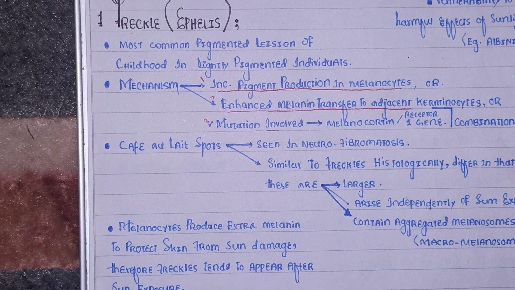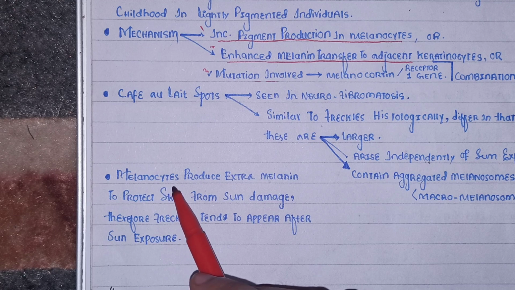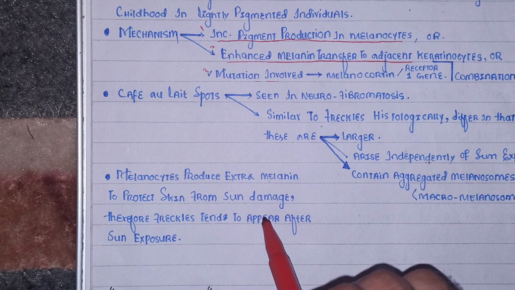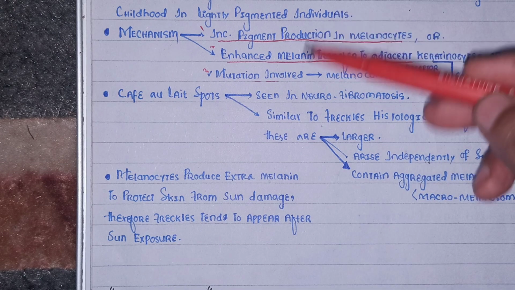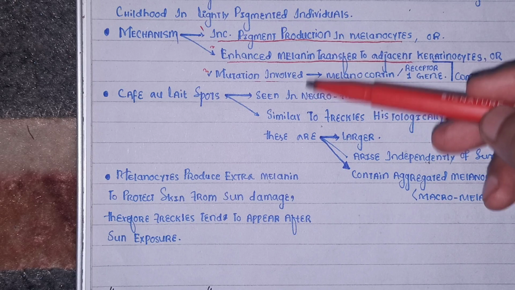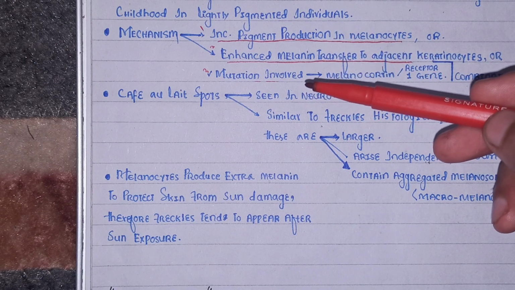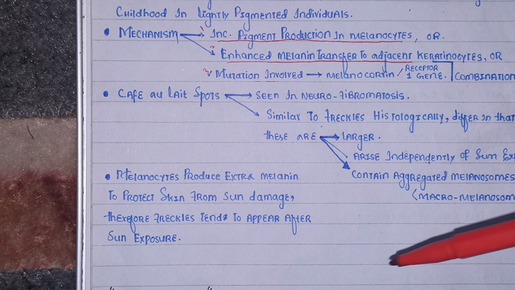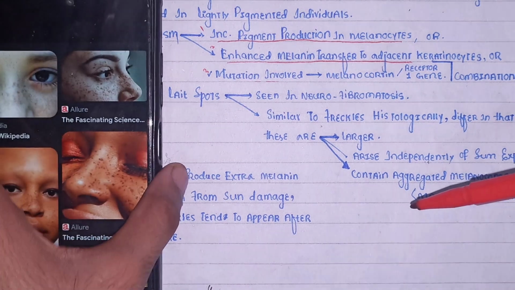And I must mention this very important point, beta, that melanocytes produce extra melanin to protect skin from sun damage. Therefore the lesion of freckles tend to appear after sun exposure. ठीक है, इन तीनों चीज़ों की वजह से क्या हो रहा है? मेलानिन ज़्यादा बन रहा है, और ऊपर से जब आप सनलाइट में खुद को एक्सपोज करेंगे तो सनलाइट की वजह से और ज़्यादा मेलानिन बनेगा, और आपकी स्किन पे उस ज़्यादा मेलानिन की वजह से हाइपर पिगमेंटेड स्पॉट बनेंगे कुछ इस तरीके के, और उसको हम फ्रेकल्स कहते हैं.